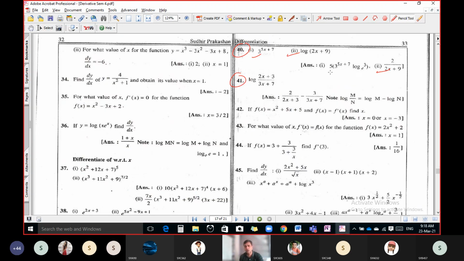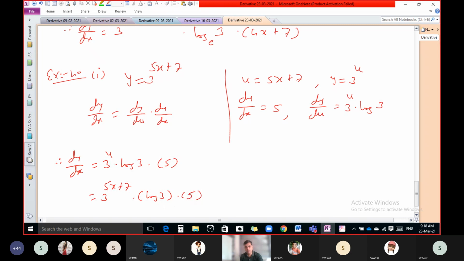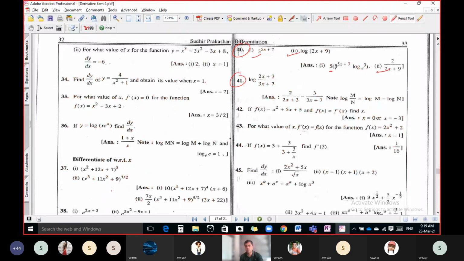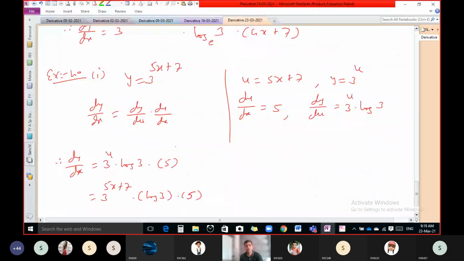Or you can write 5 first. Because of multiplication, you can put 5 at any place. So 5 into 3 raised to 5x plus 7 into log 3 base e. That is my final answer.